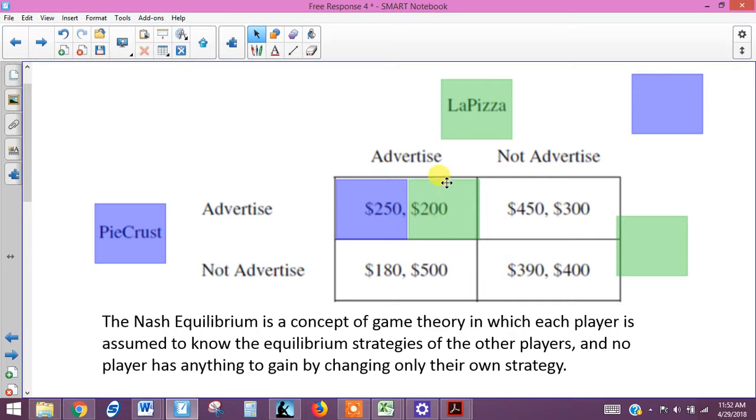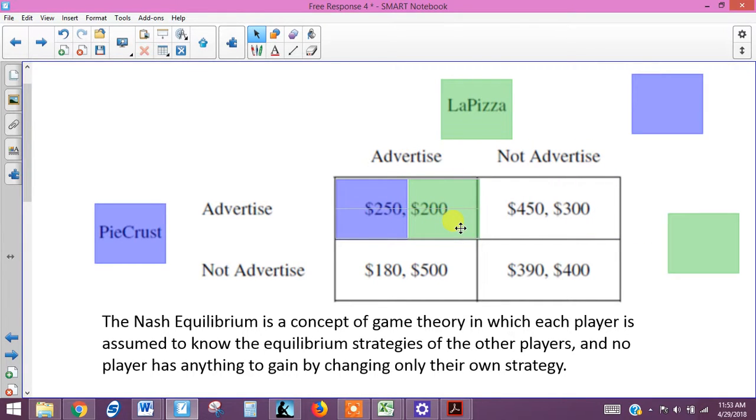This is a quadrant where La Pizza and Pie Crust both choose to advertise. Now, the way you want to think about this is from the standpoint of La Pizza: if they know that Pie Crust is going to advertise, which is here, right? Then La Pizza can either advertise or not. So if they moved, they would be better off, right? They would be better off.